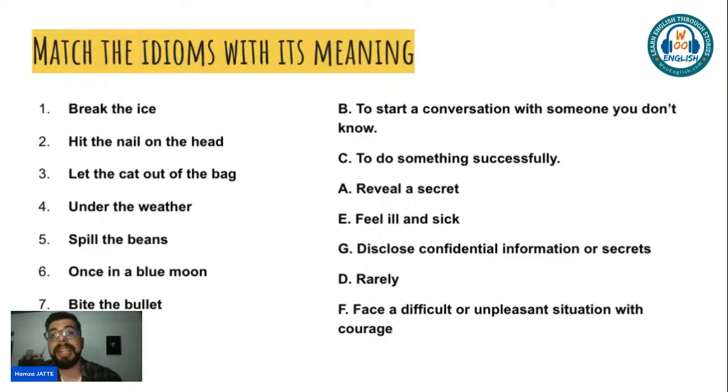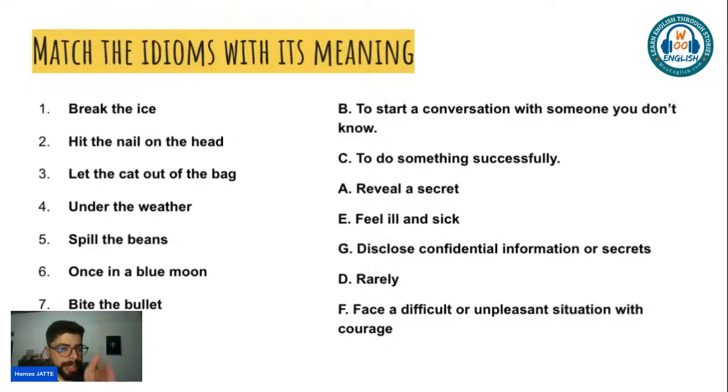Under the weather, if you feel under the weather, that means that you don't feel okay. You feel sick or you feel ill. To spill the beans, it's similar to let the cat out of the bag, it is to tell a secret. Once in a blue moon, if you do something once in a blue moon, you do something very rarely, right? And finally, bite the bullet. To bite the bullet is simply to do something even if that thing is not good, it's not pleasant. So I hope these 7 idiomatic expressions are clear.